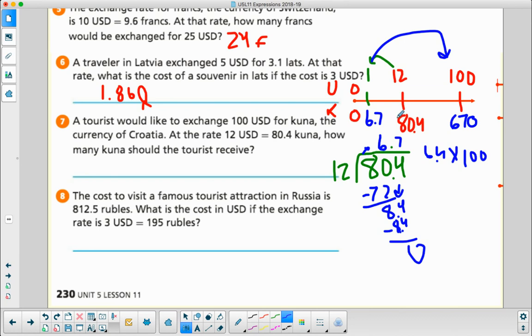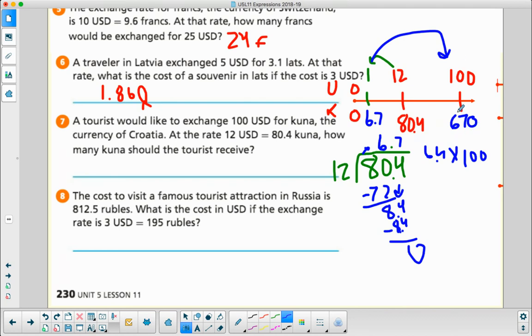Is that reasonable? Not quite. Let's see what I did here. 1 was 6 and 7/10. So 12 was 80 and 4/10. Oh, yeah, 100 is 670.